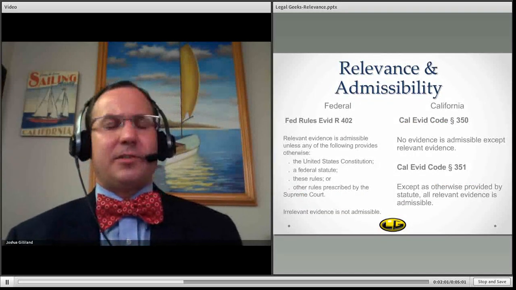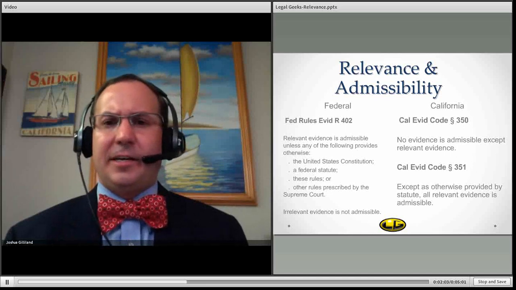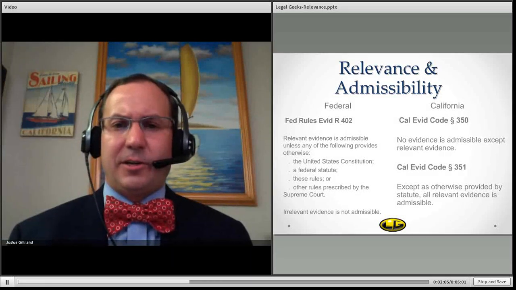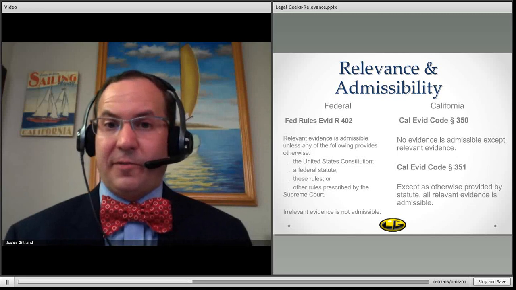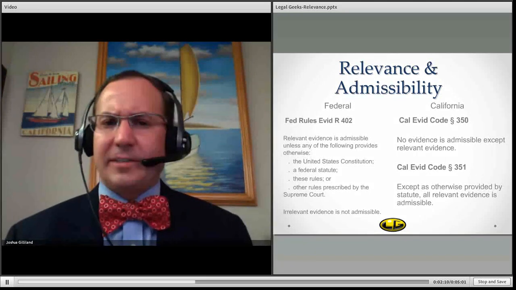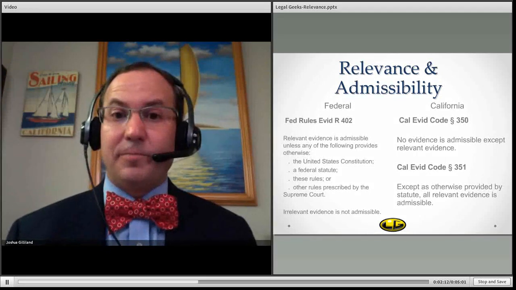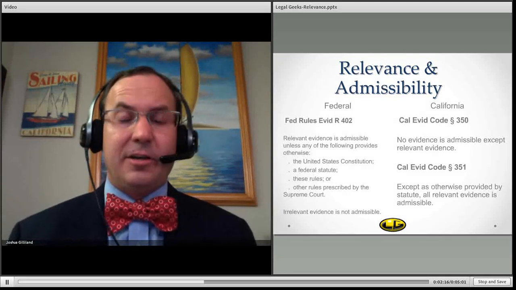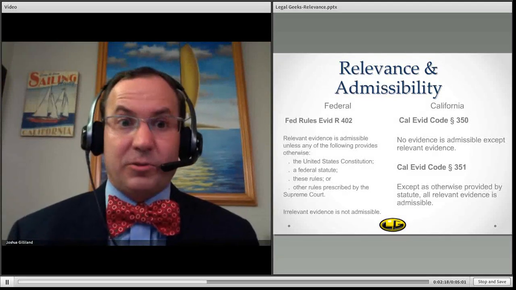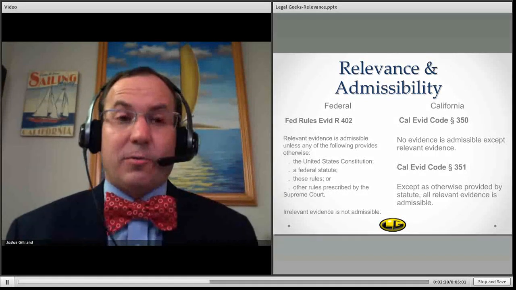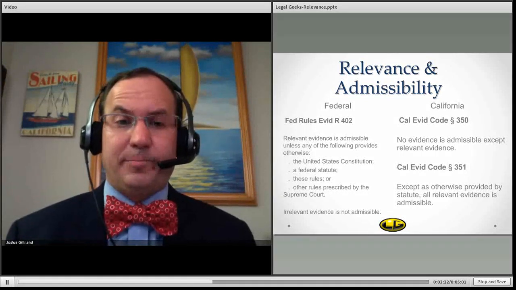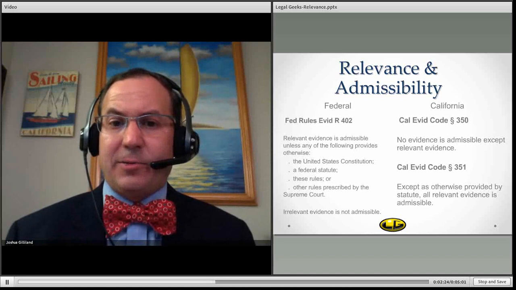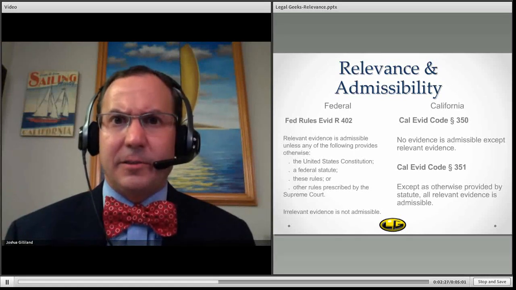So, relevance and admissibility, two key topics. Now, let's first look at Rule 402 under the Federal Rules of Evidence, which states that relevant evidence is admissible unless any of the following provides otherwise: the United States Constitution, a federal statute, the rules of evidence, or other rules from the United States Supreme Court. And the little catch-all that irrelevant evidence is not admissible.